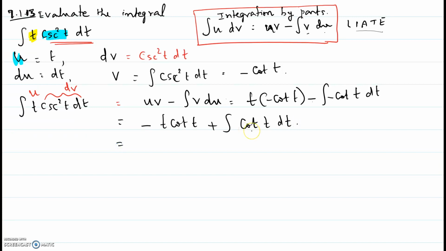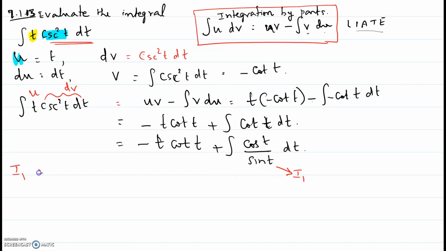If you don't remember the formula for the integral of cotangent t dt, we can actually derive it, which is not that hard. So negative t times cotangent t plus the integral. Cotangent t can be written as cosine of t over sine of t dt. If we call this integral I1, we'll find out what I1 is, which is the integral of cosine of t over sine of t dt. We'll evaluate this and then get back to this step and plug in the value of I1.